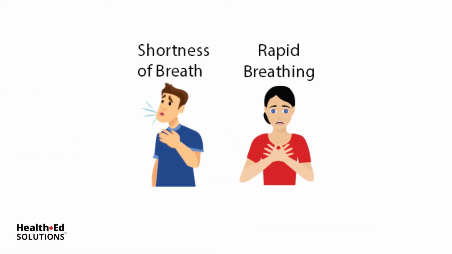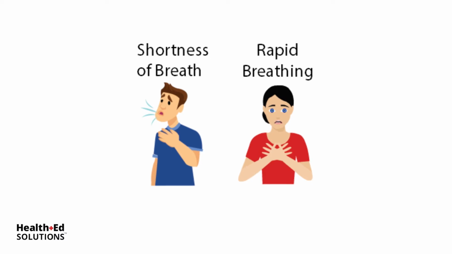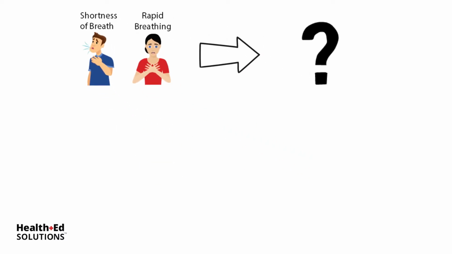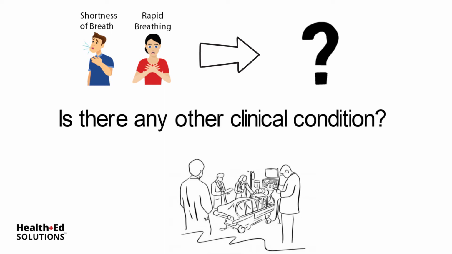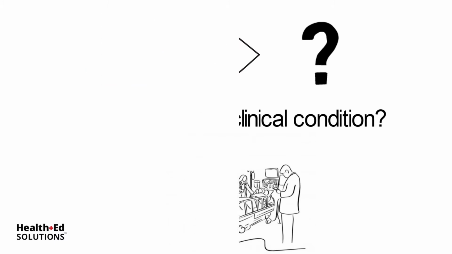The next questions to answer are: 1. Are the patient's signs and symptoms of bradycardia cardiac in origin? And 2. Is there any other clinical condition that might have brought about bradycardia in this patient? The answers to these questions lead the clinician to interventions he or she might choose to treat the patient.